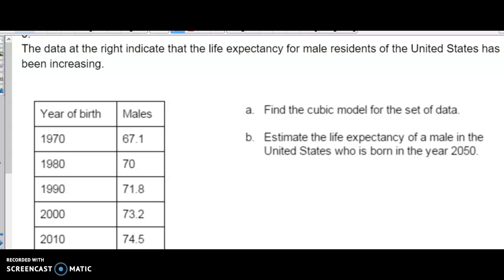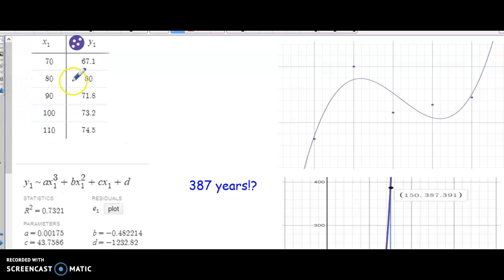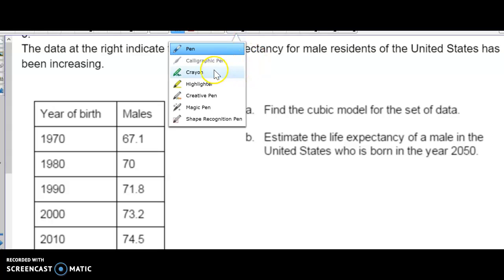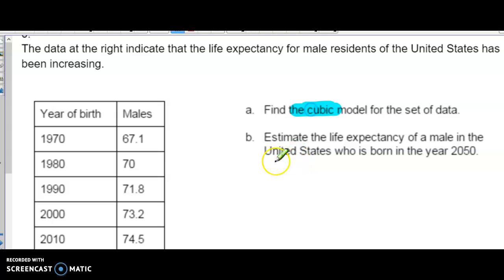And the last one that we're going to look at, we're looking at a cubic model. So a cubic model, we got to think just a little different about what it's going to look like, and we want to know the estimated life expectancy for a person born in the year 2050.